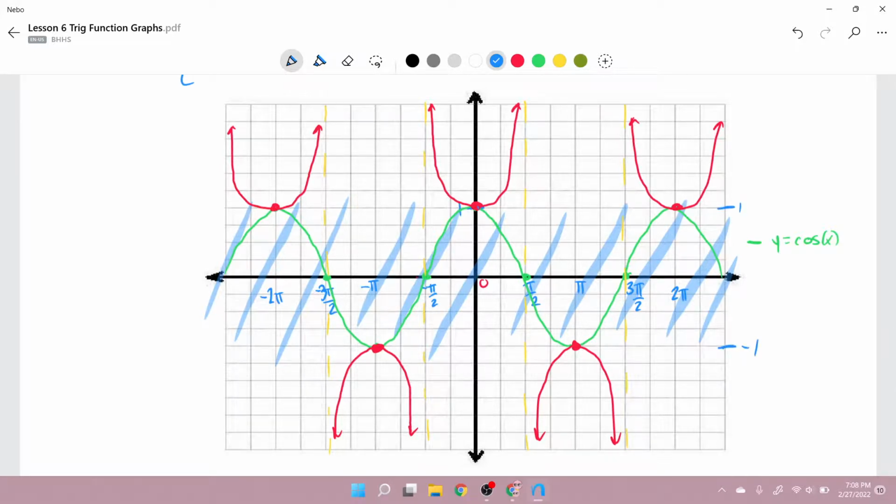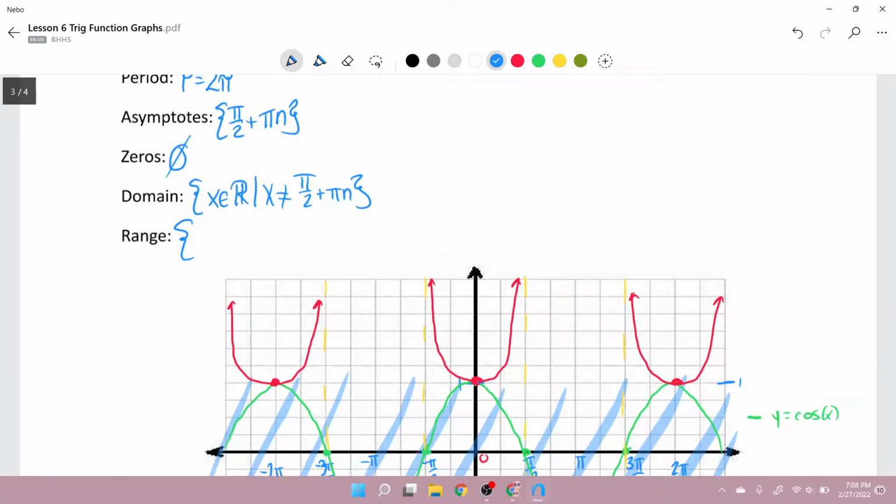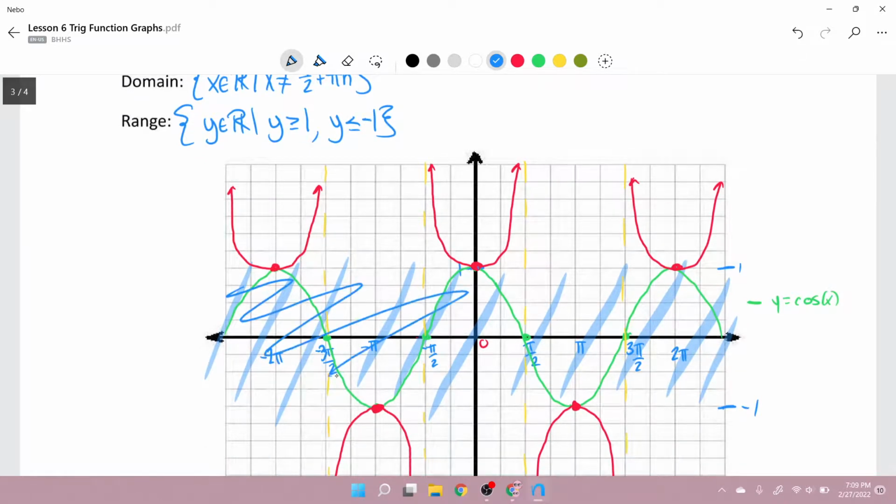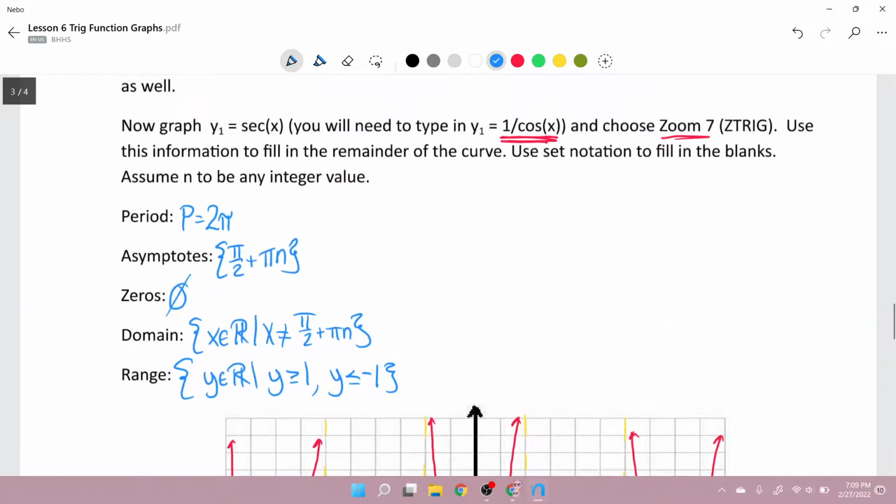So instead of excluding those when we write out the range, we're just going to write everything that we do want to include. So all real numbers that are greater than or equal to 1 or less than or equal to -1. That is where our function exists, right? It doesn't exist in between -1 and 1. It exists above 1, at 1, below -1, and at -1.